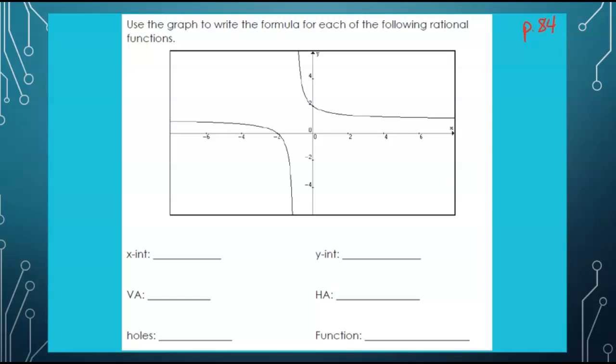So in the top problem, it says use the graph to write the formula for each of the following rational functions. So before we even write anything, I want to look at the graph and pick out the pieces that are important. So what are some important things that you can pick out from a hyperbola? Yes, ma'am.